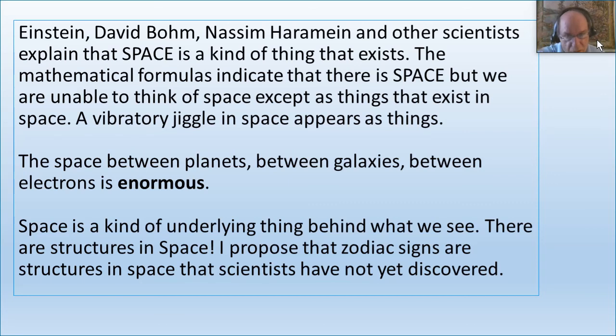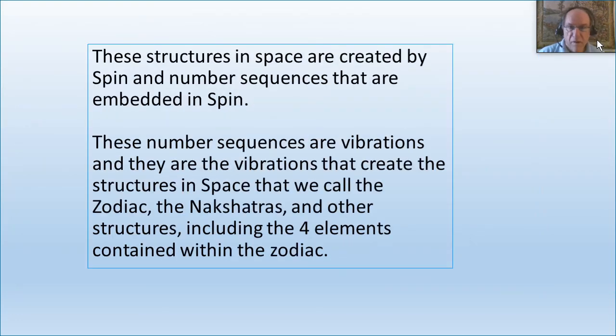And there are structures in space, and I am proposing that zodiac signs are structures in space. Scientists have not yet discovered the zodiac signs as a structure in space, but they will. They are there. We've discovered them and ancient people have discovered them. I don't know how the ancients figured this out, but picking up with hints from the ancient material and using them and understanding a lot of different things, we've put this all together.